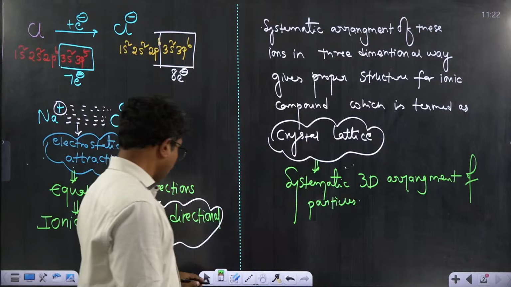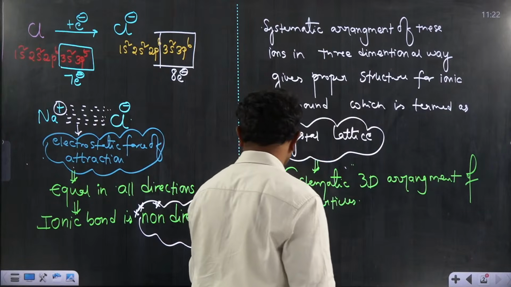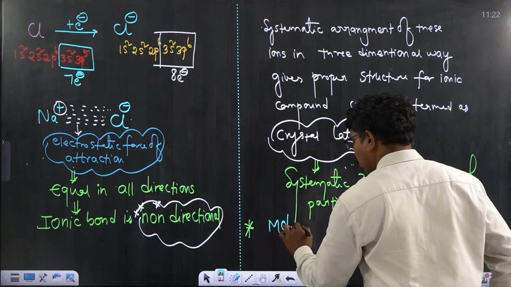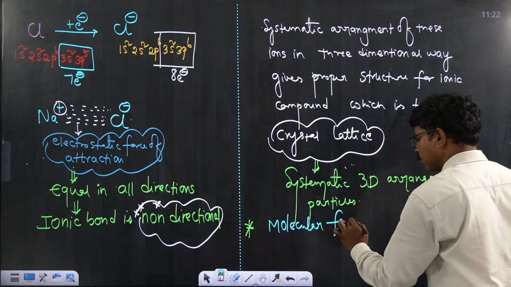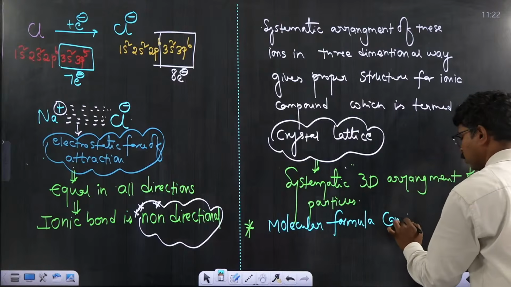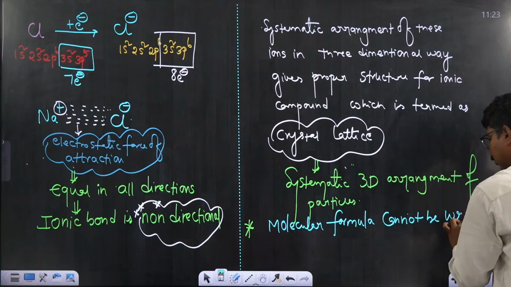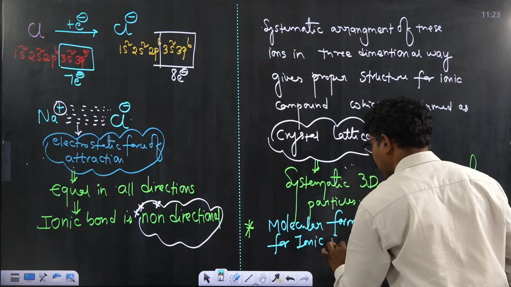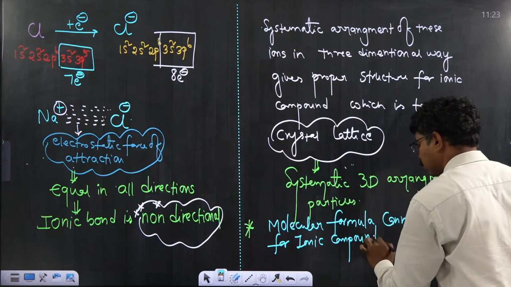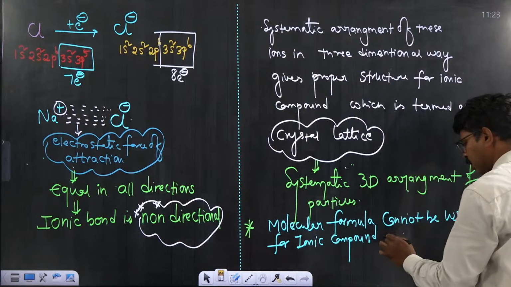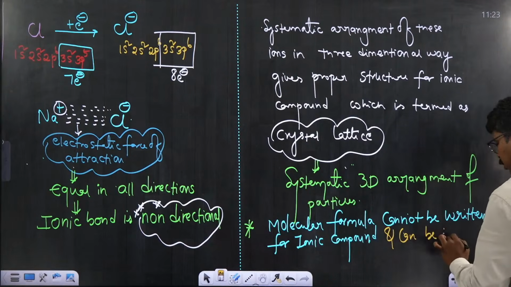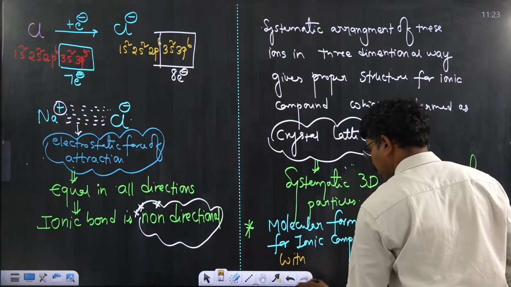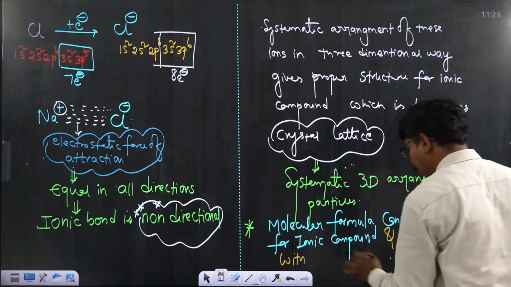Okay. Next, the last point I wanted to mention about the ionic compounds is: molecular formula cannot be written for ionic compound, and can be written with formula units or empirical formula.